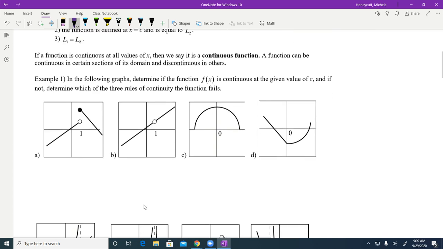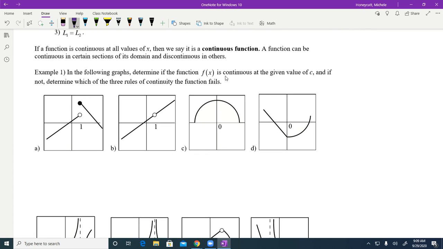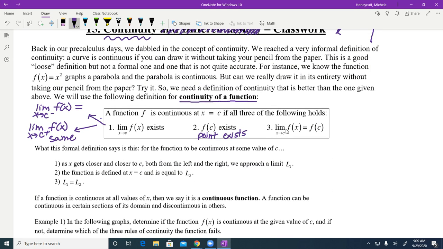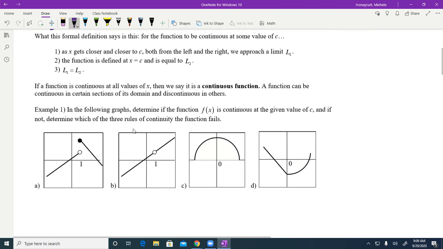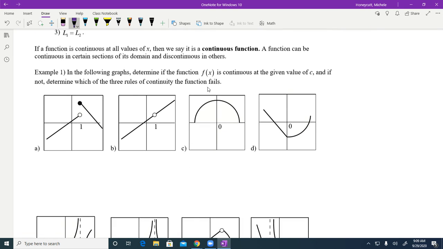So we have some examples. We're going to determine if the function is continuous at a given value of c. And if not, determine which of the 3 rules, the rules up here, are violated. And it's a given value of c, so the given value would be the number here.